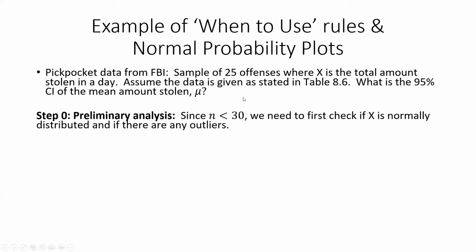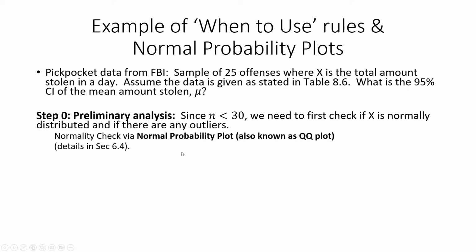So let's look at that data. Actually, let me go through this. Step 0 is the preliminary analysis. Since we had 25 and that's less than 30, we're going to need to check if the variable X is normally distributed and if there are any outliers. In order to do this, we're going to use an approach called a normal probability plot. This is also known as a QQ plot.